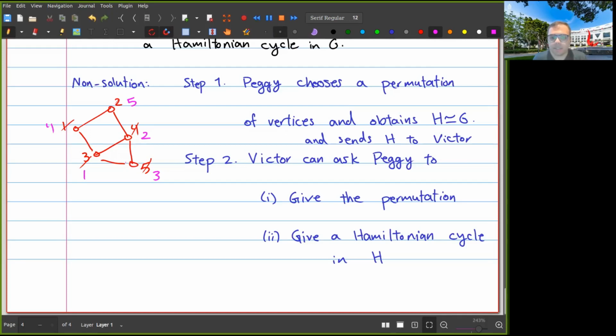So Victor can ask Peggy to do one of these two things. He can ask Peggy to either give the permutation, so tell me what was the mapping from the old numbers to the new numbers so that I can check that this is the same graph. Or he can ask Peggy to give him a Hamiltonian cycle. So show me that there is a Hamiltonian cycle in this reordered graph that you have right now. And of course, the next steps 3 and 4, is that Peggy provides the information in either 1 or 2, and Victor verifies it.